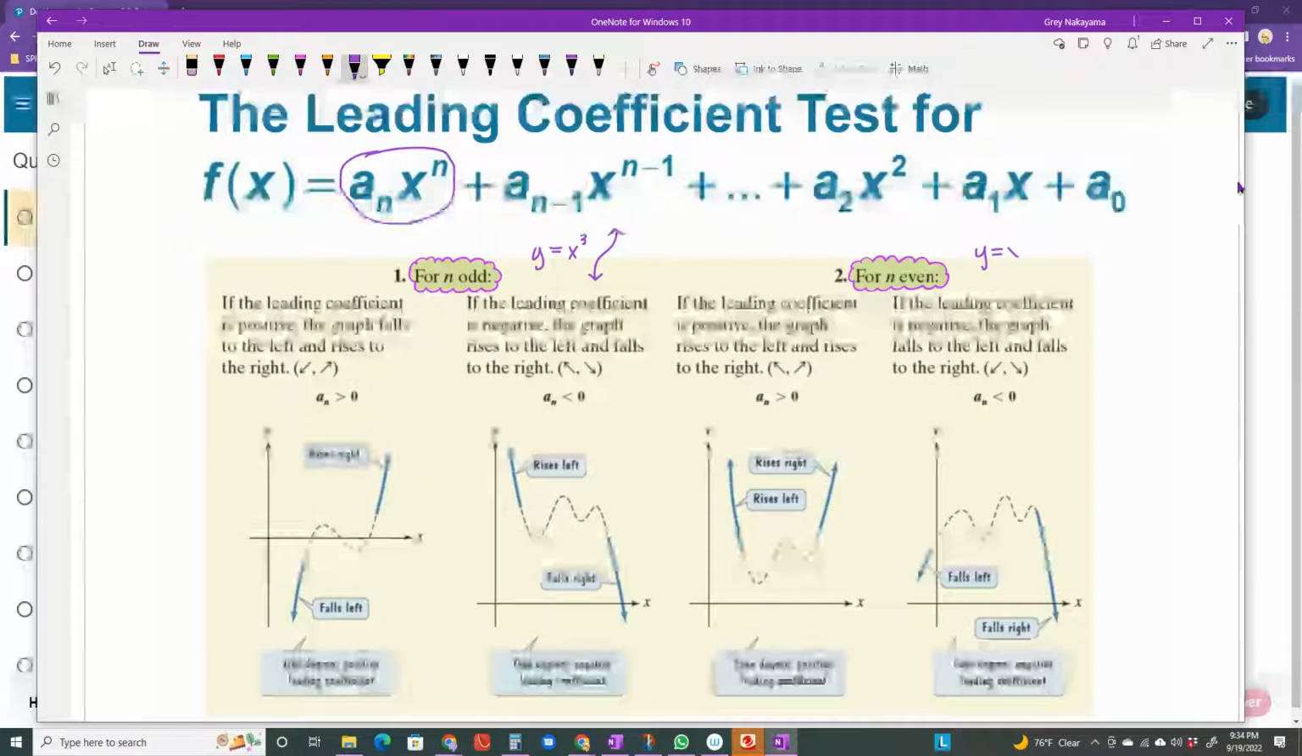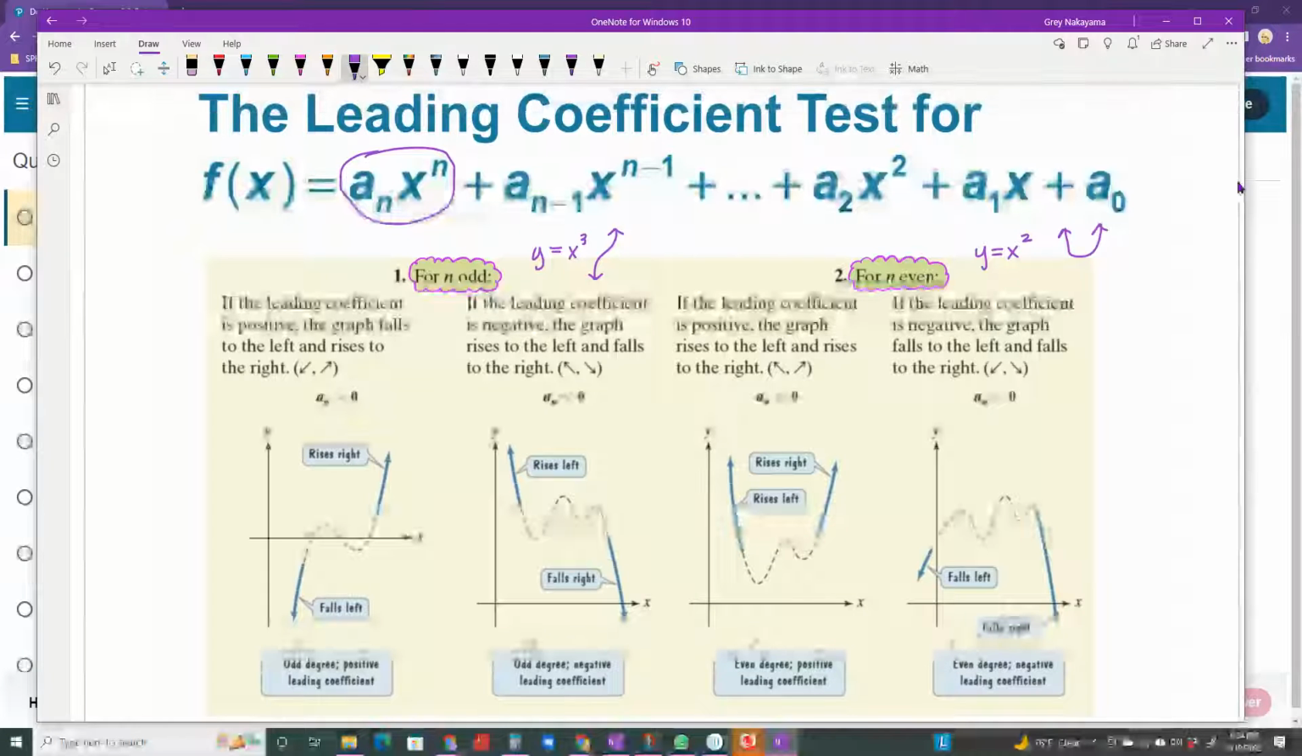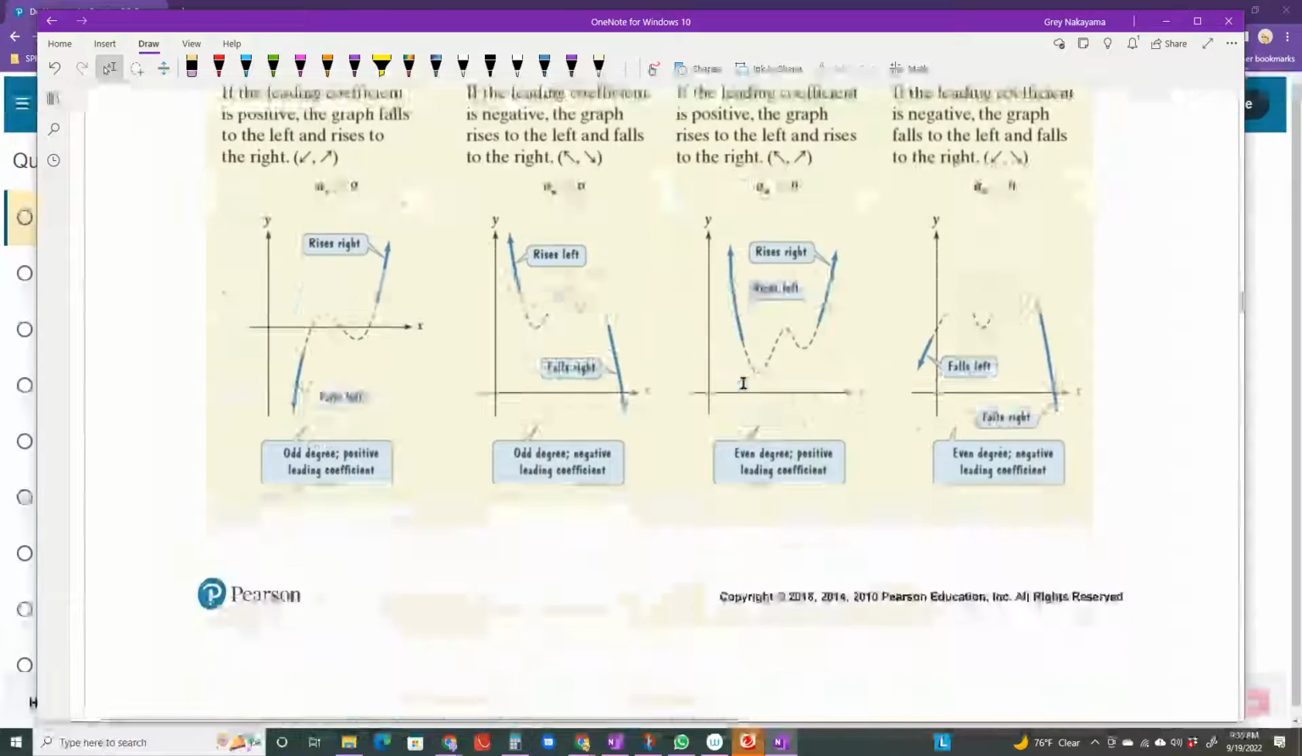Even, y equals x squared. Well, you know what that looks like because we've been talking about it. Those arrows go in the same direction. So if you remember those two graphs, then you will always know when you figure out whether it's odd or even, which way it's going. Okay, it just flips. This is the positive version. It will flip if it's negative.